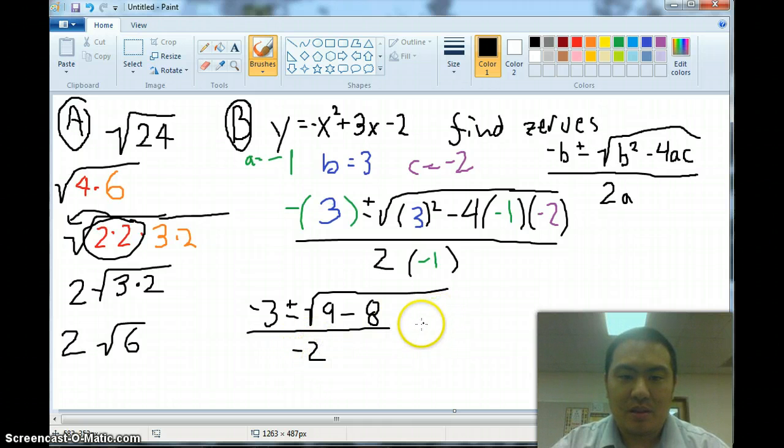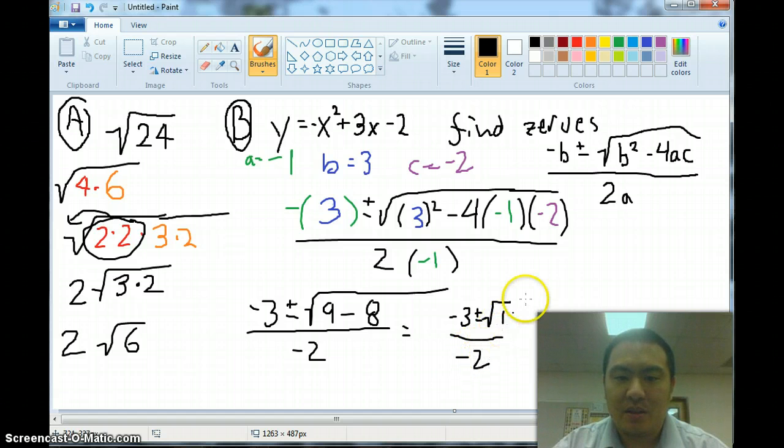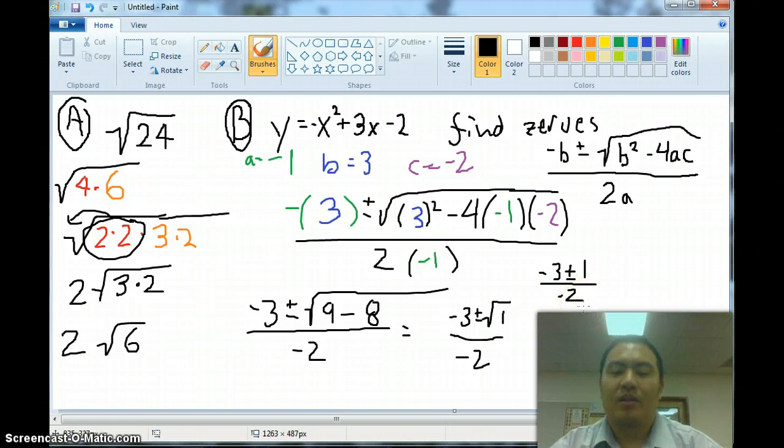Okay. So now I'm going to break this down even farther. This is going to give me -3 plus or minus the square root of 1. But the square root of 1 is just 1, and we'll write that in another step. So it's going to be -3 plus or minus 1 over -2. Okay, so that gives me 2 answers.